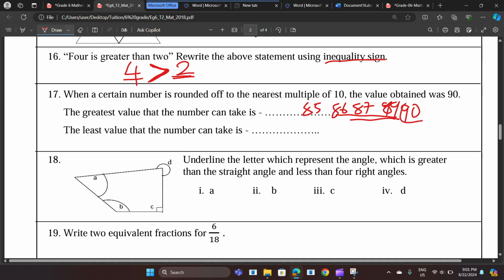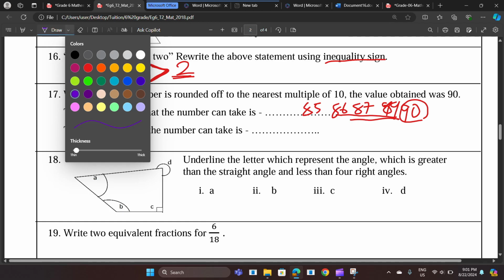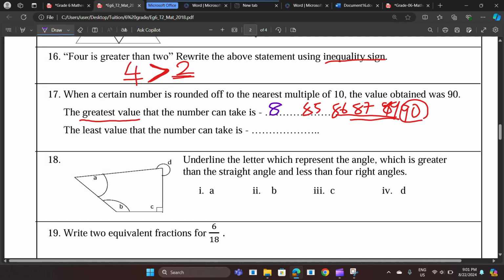Okay. So the value obtained was 90 and the question is asking the greatest value that the number can take. So what is the answer? The greatest number is 89. Sorry. And the least value that the number can take, what is the least one? Yes, 85. It is 85, because this is the greatest one and this is the smallest, least value.